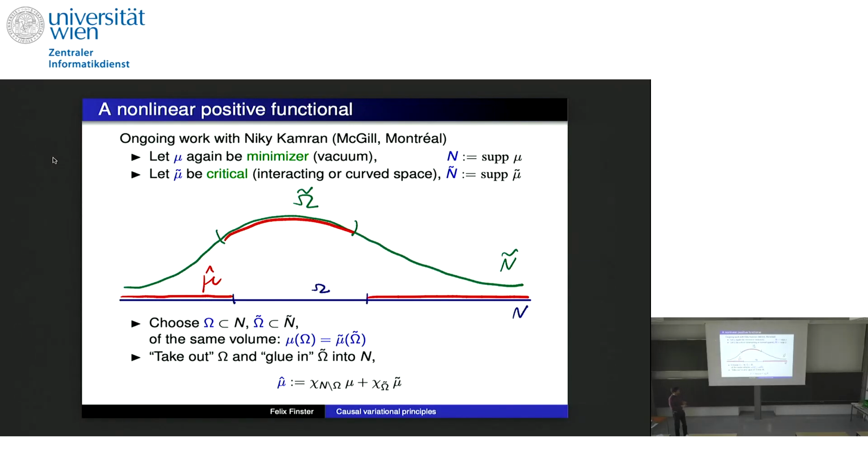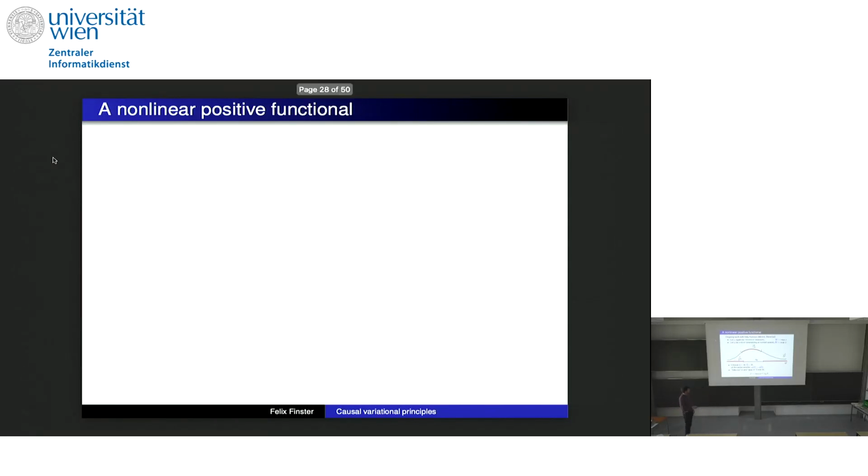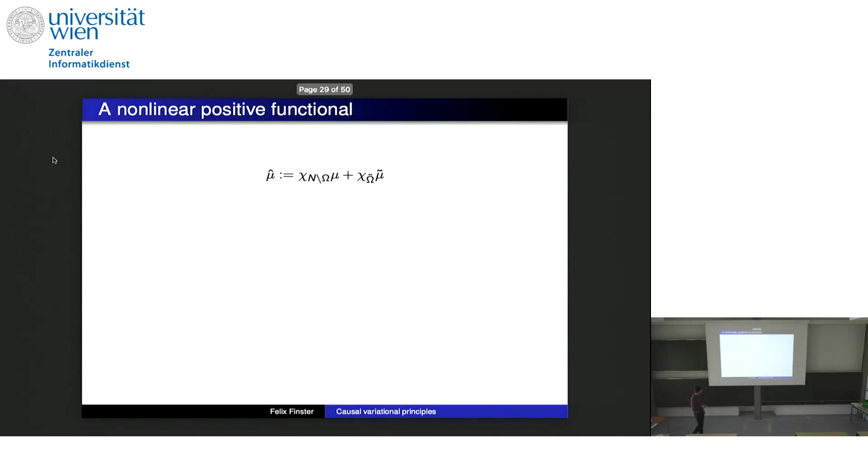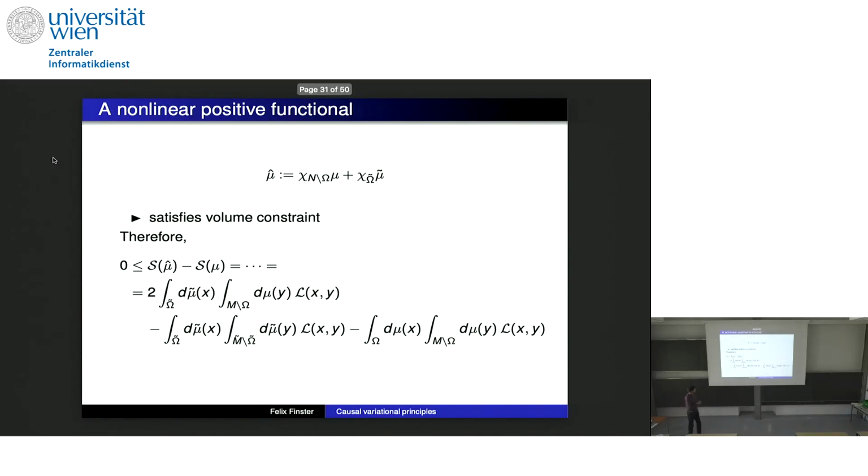So this is the formula. So outside omega, we leave the measure unchanged, while inside omega, there is nothing anymore. Instead, we take the measure mu tilde on omega tilde. Okay, so this is again the measure, and this satisfies the volume constraint simply because we assume that these two sets have the same volume. And therefore, we again know that the difference of actions is non-negative.